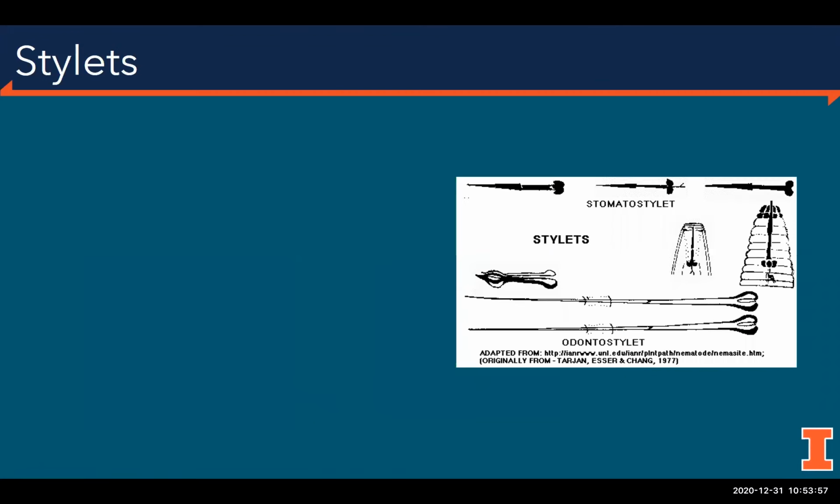So stylets, I mentioned, the stylets are very important. There's different types of stylets. There's basically two that we're seeing here. This is an odontostylet, very large, and actually has guide rings because it's so large. It helps to prevent the nematode from stabbing itself with its own stylet. There's also something called an onchiostylet, which we see in some of these as well. It's like a little tooth, so it doesn't have the bulb.